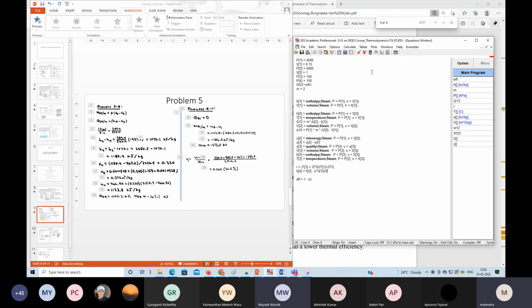Okay. So this is our problem number 5. Please practice in ES as well as please practice manually. Okay. Practicing in manual mode itself will give you tremendous knowledge.